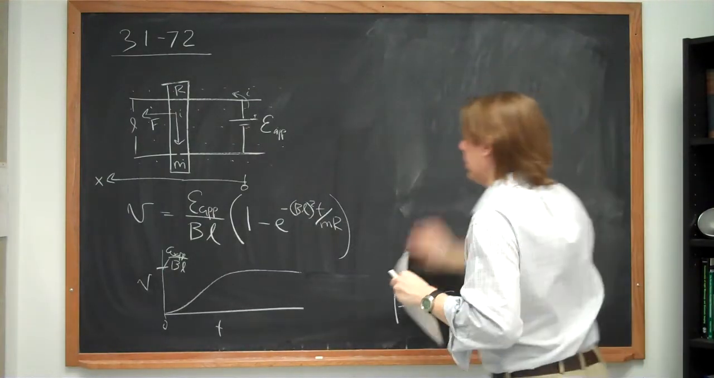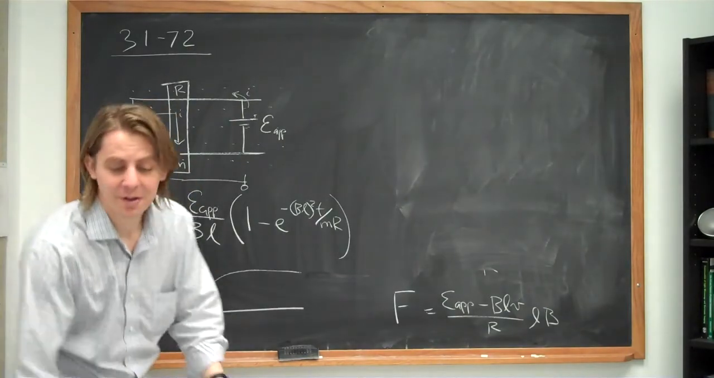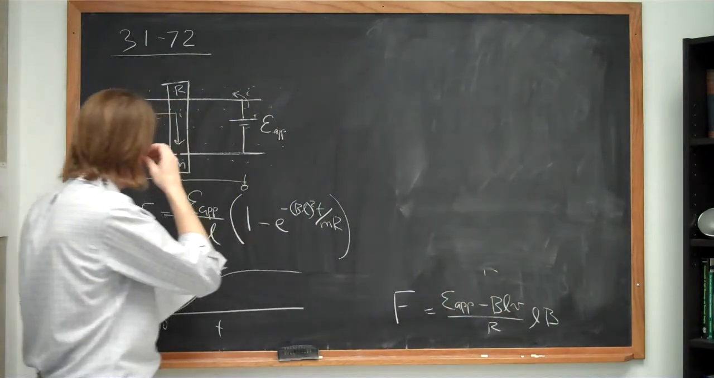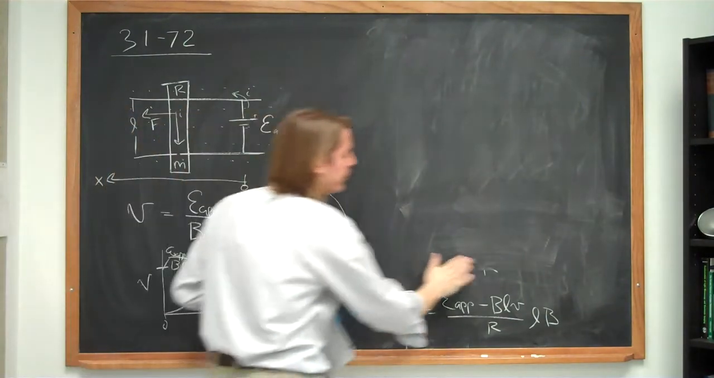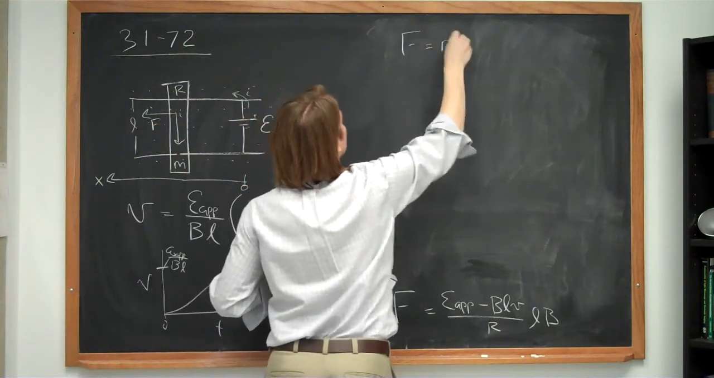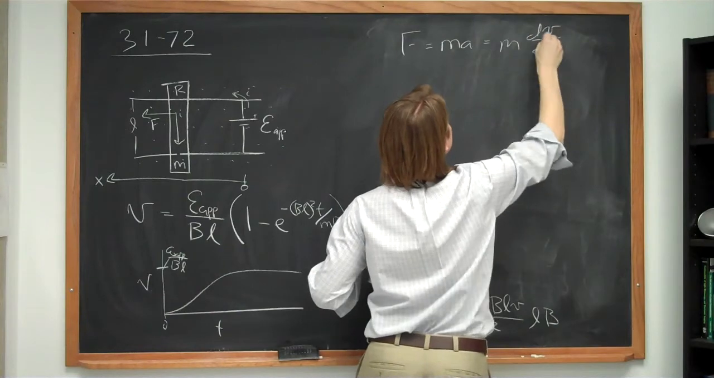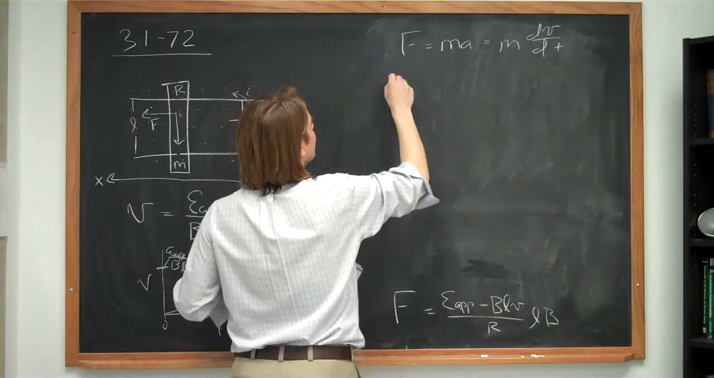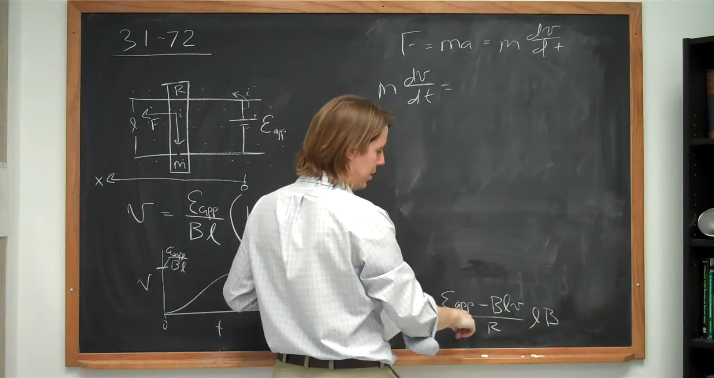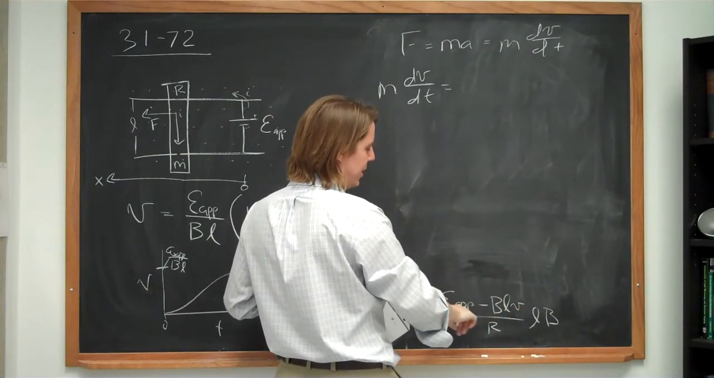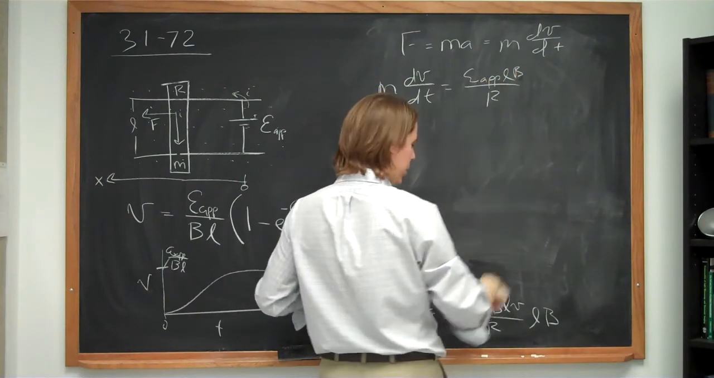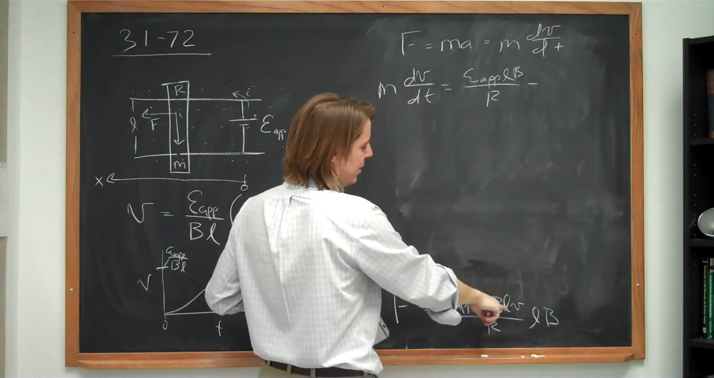Keep going. Page 2 of 4 pages. Okay, so we're trying to solve for v. The question is, what is v as it depends on time? So we just apply the definition of force. Force is ma, but that's m dv/dt. So m dv/dt equals, let me separate these out, E applied LB over R minus B L squared over R times v.